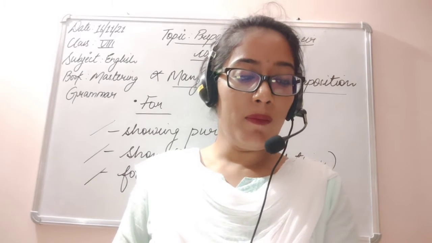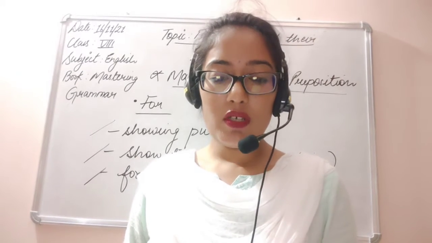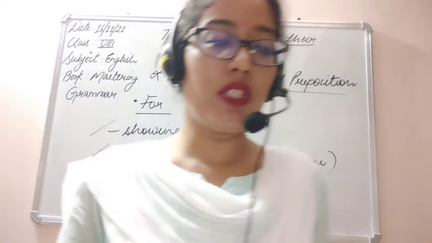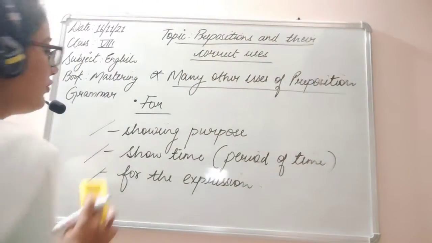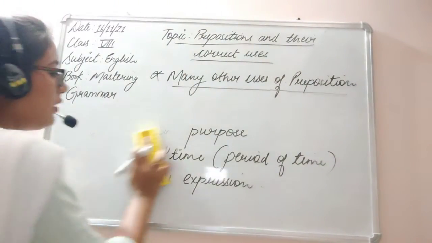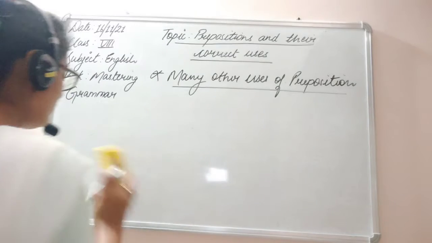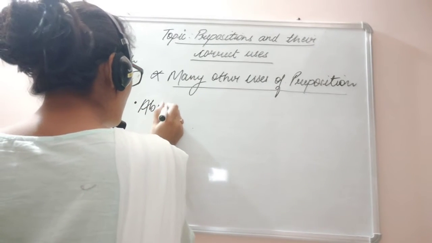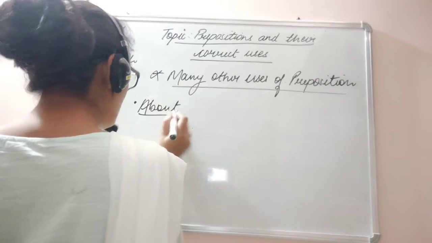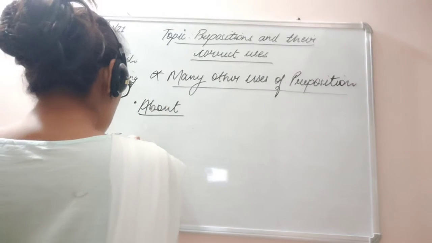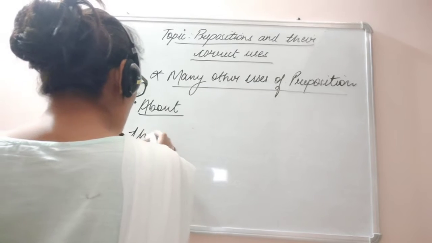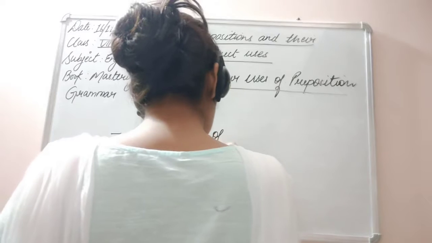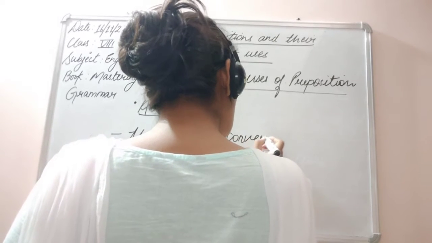Now let's move to about. For what can about be used? About can be used to suggest the subject of a conversation. Okay, when you are suggesting, about is used for suggesting the subject of conversation.